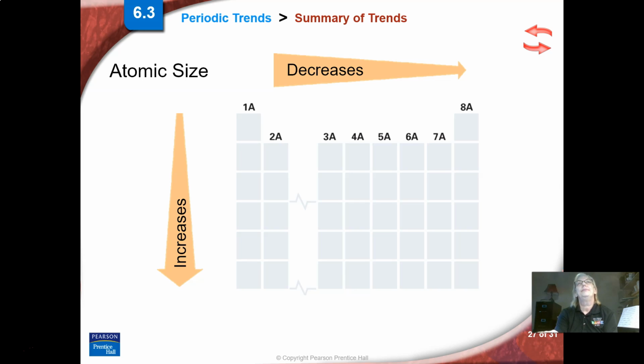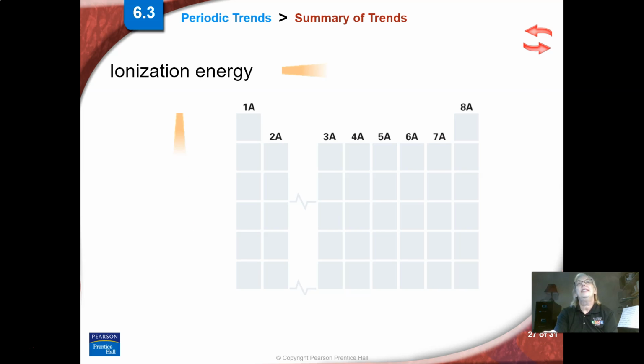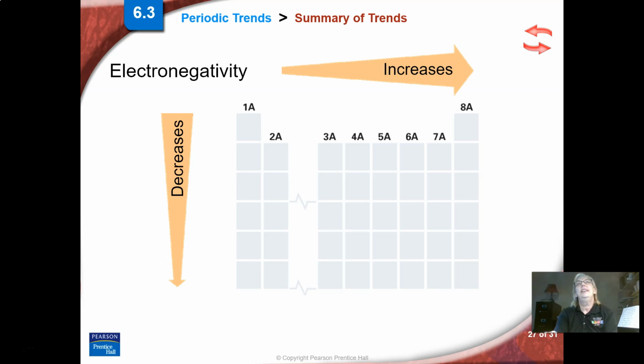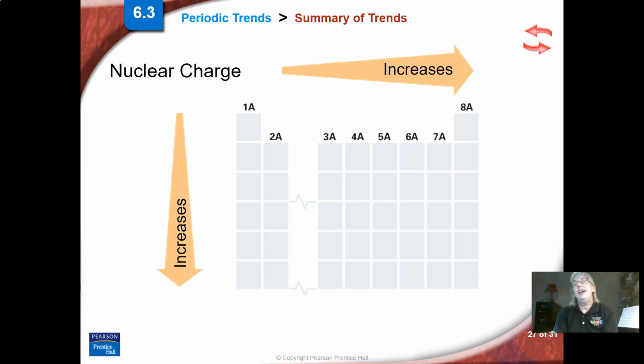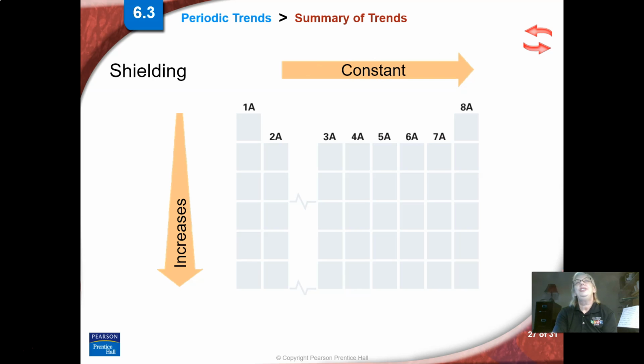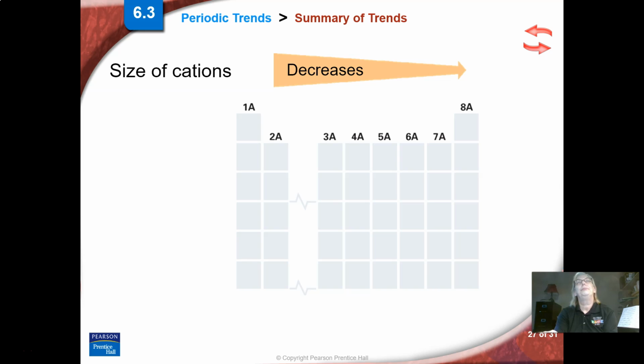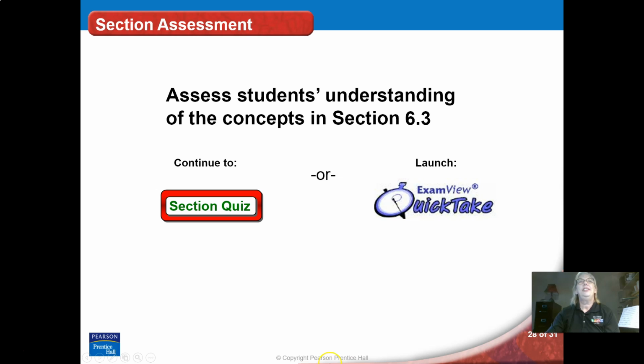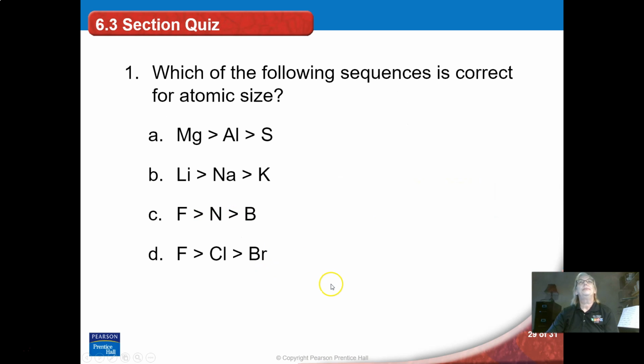There's size, there's ionic size, there's ionization energy, and then electronegativity. We'll talk about nuclear charge. That means how much positivity the nucleus has. And shielding we'll talk about at a later time as well. Here's cations, anions, and let's see how you did on your quiz.